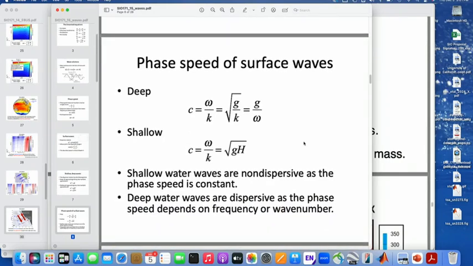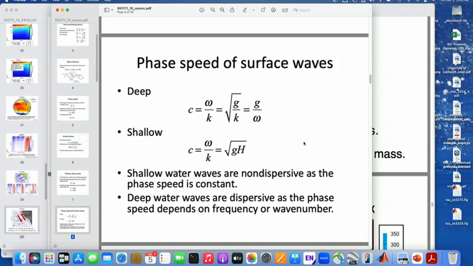Then I need you to know the phase speed. The phase speed for shallow water waves is particularly easy to remember. It's a constant. It's the square root of gh. If all you remember is that g and h matter, you can pretty much figure this out by units. And then for deep water waves, there you go. If all you remember is that g, k, and omega matter, you can almost figure that out too. But anyway, you've got your cheat sheet. So that's the phase speed of deep water waves.